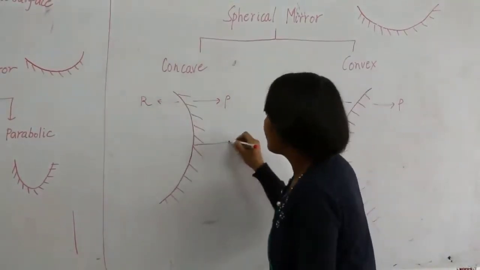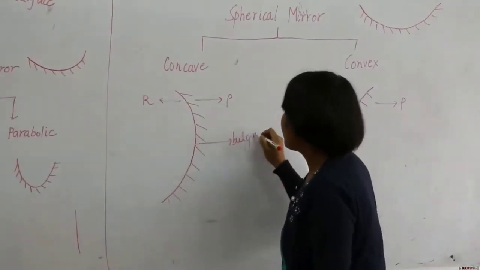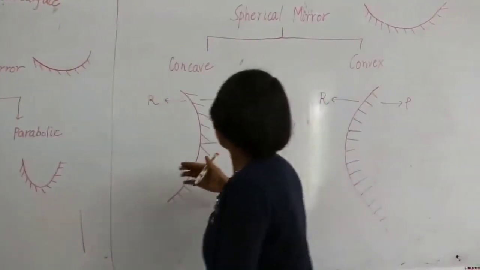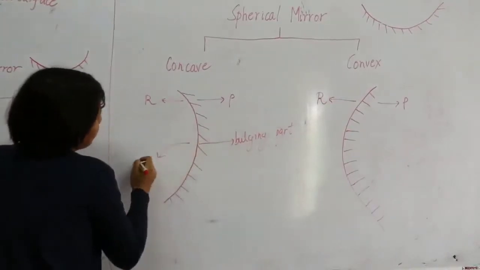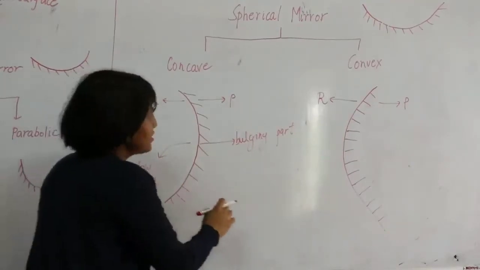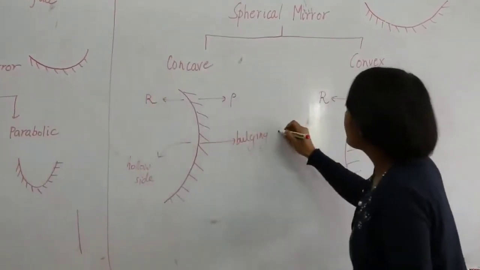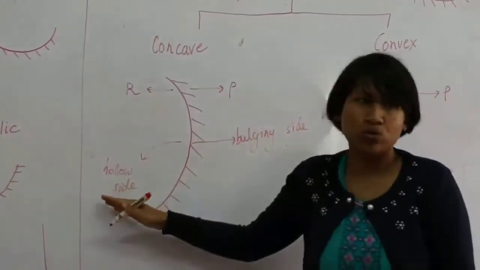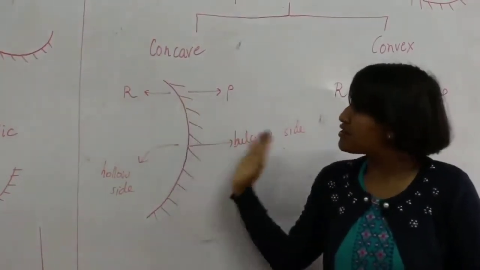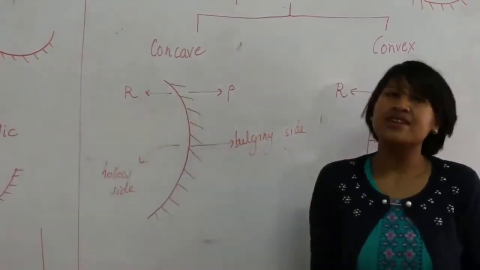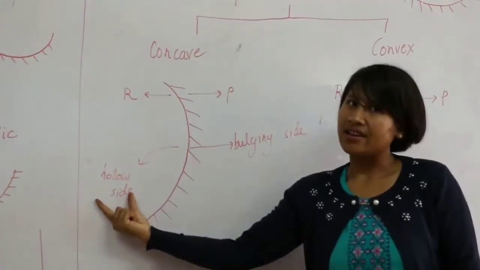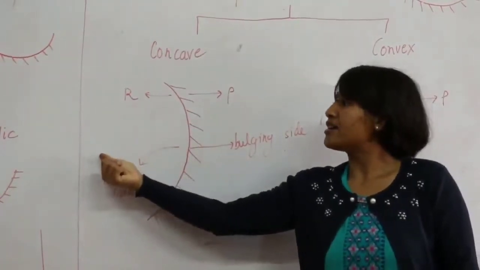Now this part is the bulging part, or you can say the outer part, and this is the hollow side. This represents the polished part and this is the reflecting surface.